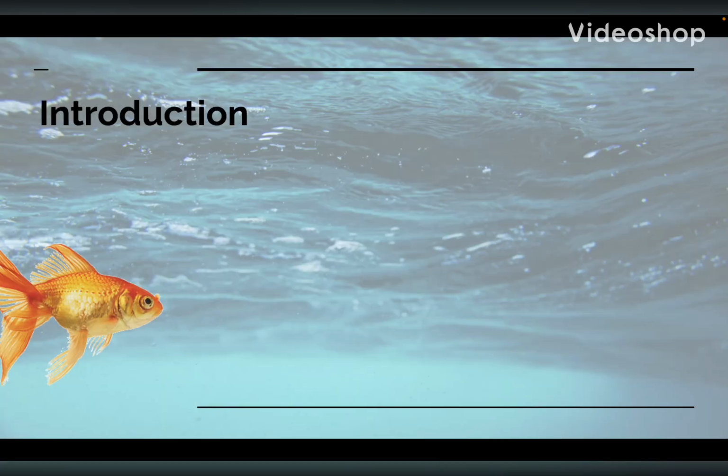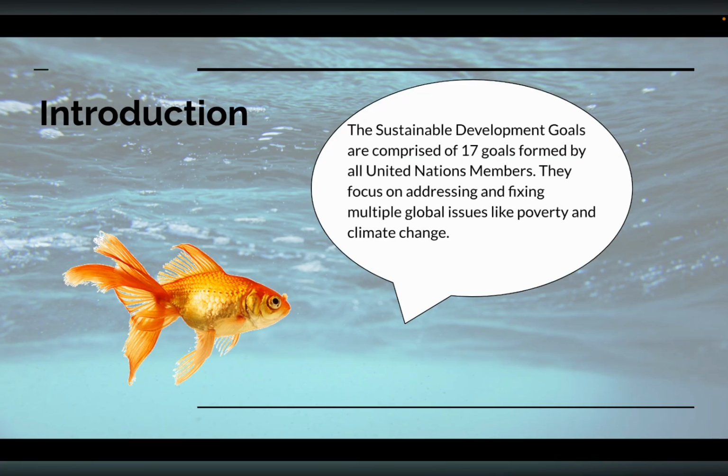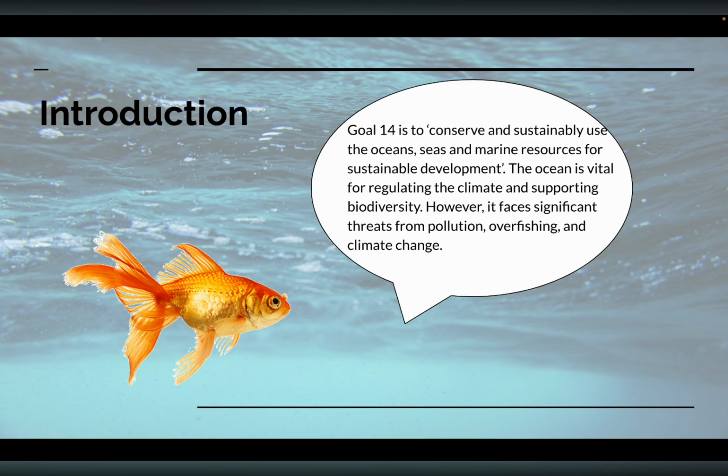Sustainable Development Goals are comprised of 17 goals formed by all United Nations members. They focus on addressing and fixing multiple global issues like poverty and climate change. Goal 14 is to conserve and sustainably use the oceans, seas, and marine resources for sustainable development.